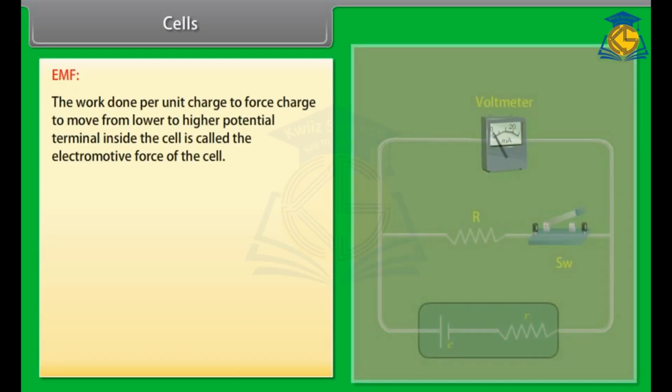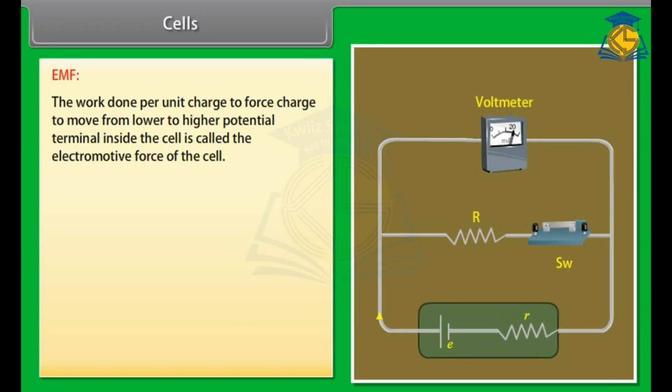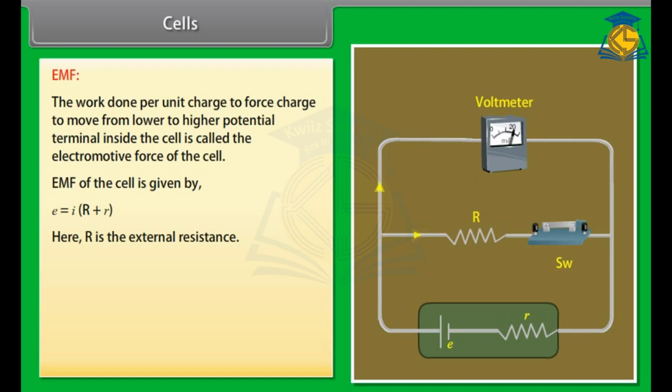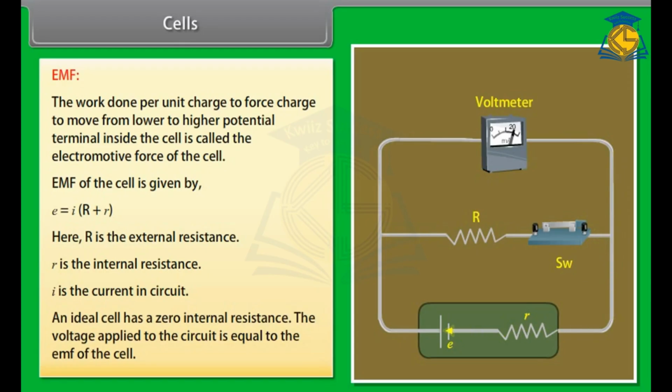EMF. The work done per unit charge to force charge to move from the lower to the higher potential terminal inside the cell is called the electromotive force of the cell. EMF of the cell is given by E = I(R + r). Here capital R is the external resistance, small r is the internal resistance, and small I is the current in the circuit. An ideal cell has zero internal resistance. The voltage applied to the circuit is equal to the EMF of the cell.